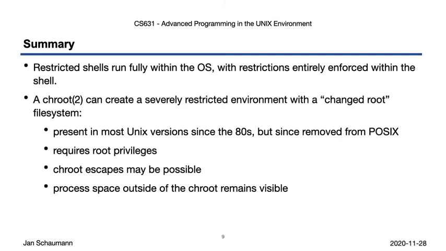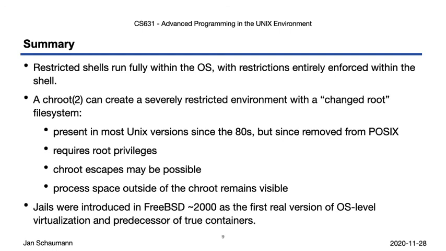We also noted that from within a chroot we can still see the processes outside, and so, to find a solution to that problem, we then mentioned FreeBSD jails as one of the first real versions of OS-level virtualization. The solution was followed in 2005 or so by Solaris containers, which built on top of jails and ZFS capabilities and zones, and which paved the way for true containers.